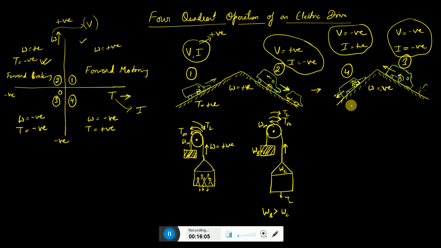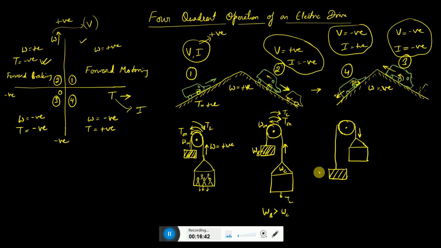Next is quadrant number 4. To explain this, let us say this is a wheel drum in which we have a cage on one side. So in cases number 4 and 3, the speed is negative. So we will imagine that here the cage is already up, and we will try to lower the cage. That means we will try to move the cage downward, and on the other side we have a balancing weight.